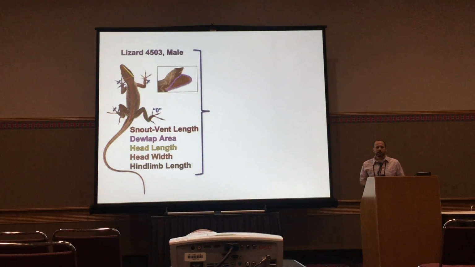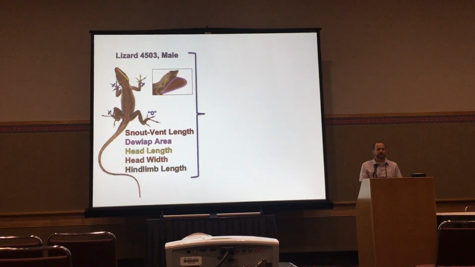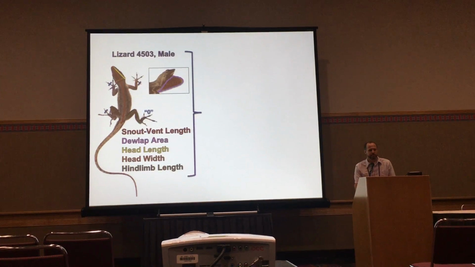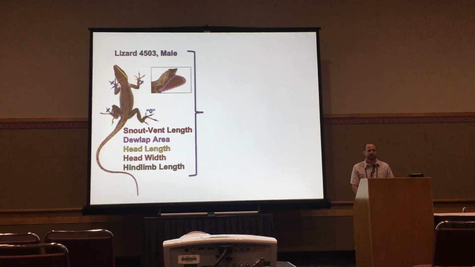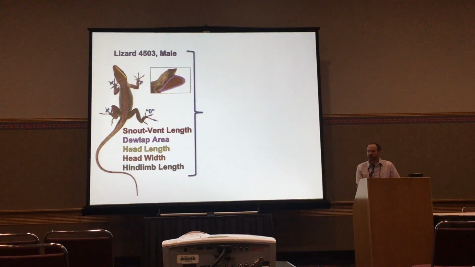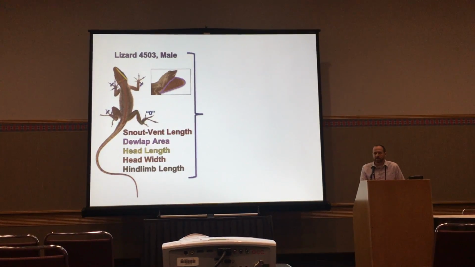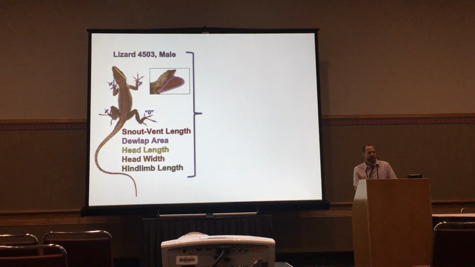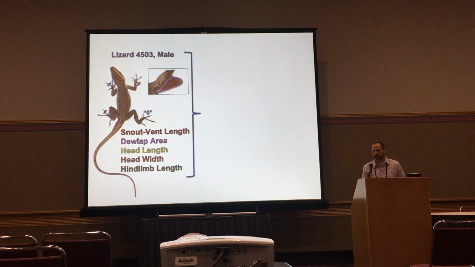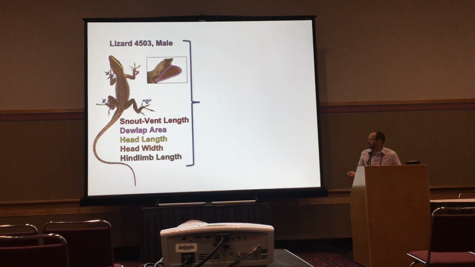So I'm going to give you an example of the kind of data that we're collecting with each individual lizard capture. So here in this example, this is lizard 4503, male, and he has a unique toe clip identification, so we know who it is when we recapture. And we're measuring this suite of traits. We're measuring snout vent length, dewlap area, head length, head width, and hind limb length. And we're measuring that for each adult lizard that we capture.